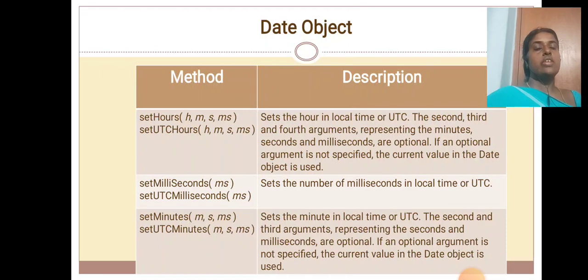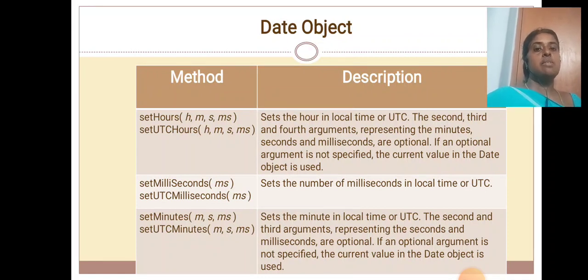So set UTC hours also we have to send 4. Second, third and fourth are optional. So both these methods are used to initialize the hour value to our system. Next method is set milliseconds, otherwise set UTC milliseconds. If you want to change a system time, you have to use set milliseconds. If you want to change a universal time, you have to use set UTC milliseconds. For both methods, we have to pass MS, the number of milliseconds, as an argument. We all know the number of milliseconds ranges from 0 to 999. So you can pass the value so that we can set a millisecond.